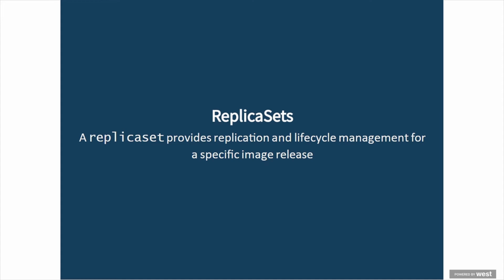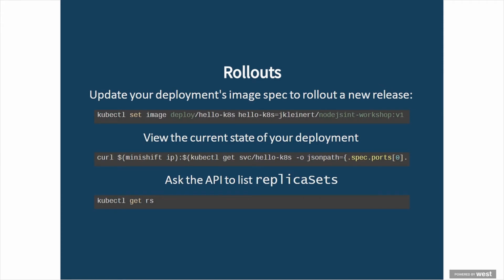Replica sets are the last topic we'll cover in this Kubernetes Fundamentals section. A replica set provides replication and lifecycle management for a specific image release. I have a few command line examples shown in this slide that show how you might use kubectl set image on a deployment resource in order to change the image tag from :latest to :v1. This should perform a zero downtime rolling update of the deployment resource as long as there are a minimum of 3 available.